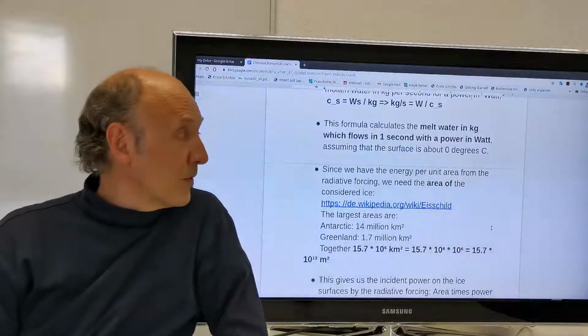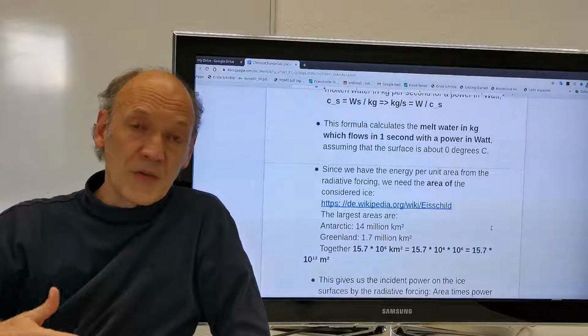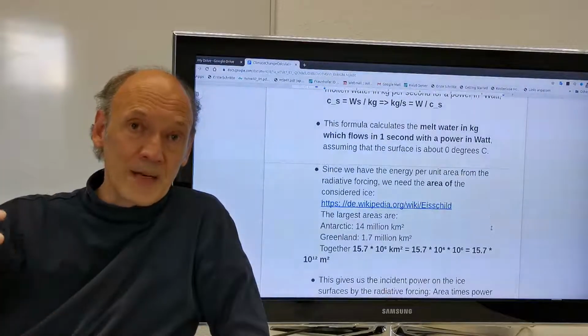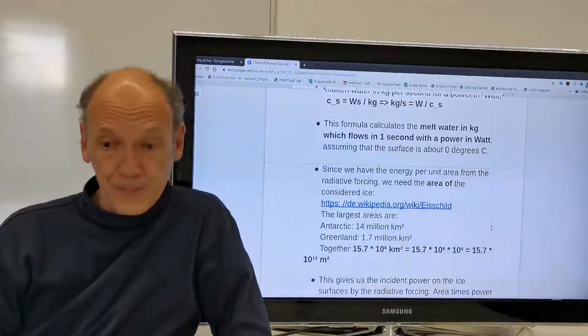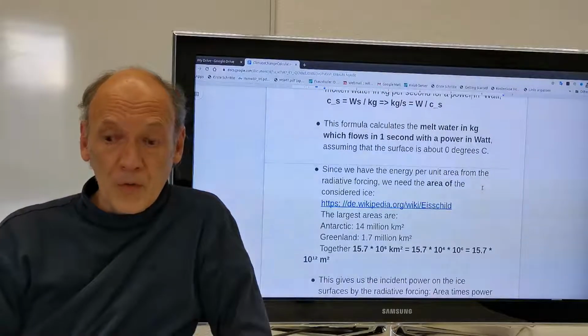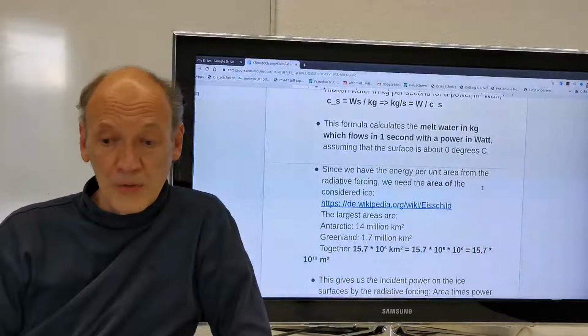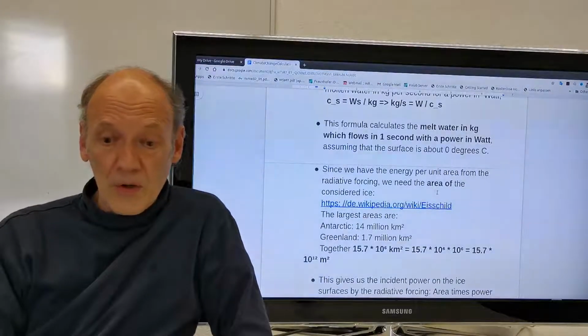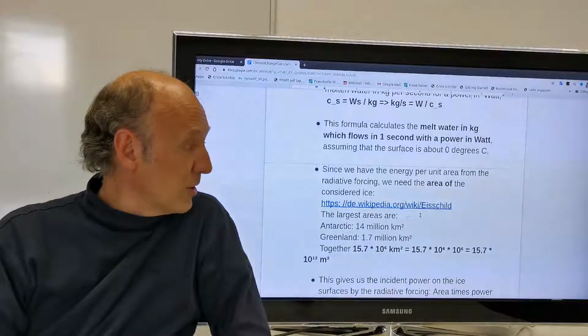Again, this assumption is okay because the energy we need to warm up the ice is a fraction of what we need to melt the ice. So again, we can focus on the biggest part here. Since we have the energy per unit area from the radiative forcing, so per square meter, we need the area of the considered ice, so the total area of the ice shield.